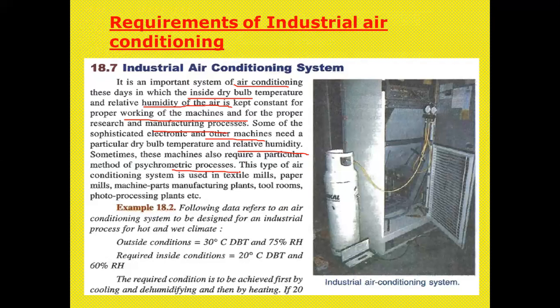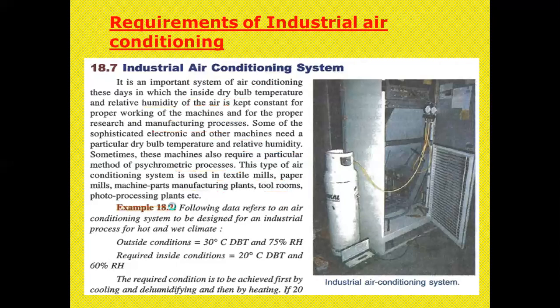This type of air conditioning system is used in textile mills, paper mills, machine parts manufacturing plants, tool rooms, photo processing plants, etc. Okay, so these are the basic concepts of industrial air conditioning system. Then what are the requirements of industrial air conditioning?